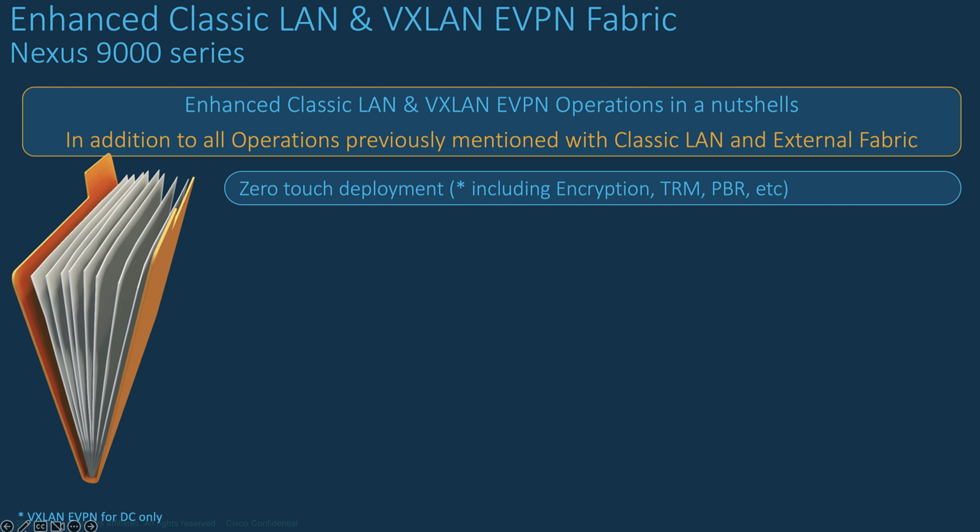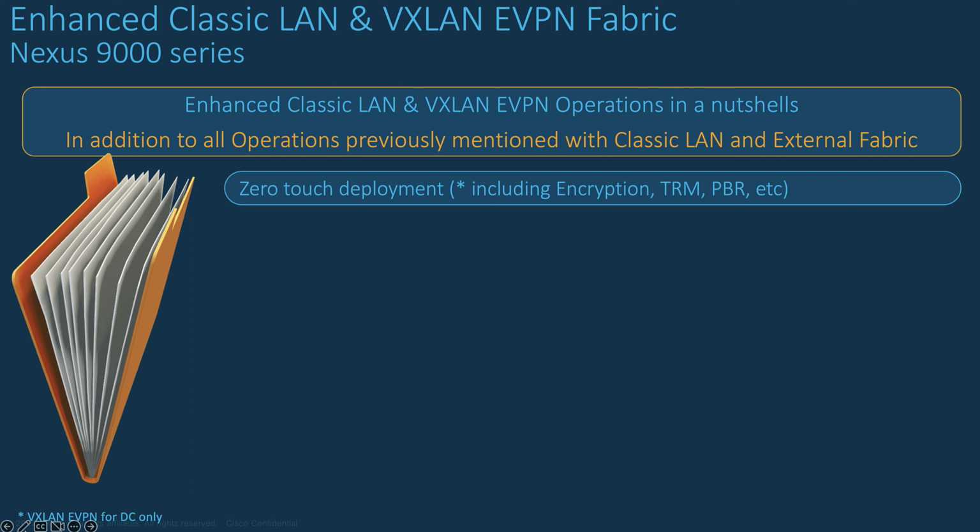In addition to all the features previously mentioned for the standard classic LAN and external fabric, NDFC has been designed since day one to automate VXLAN EVPN fabrics with zero-touch provisioning, including advanced features such as PBR, encryption, and MPLS handoff. If your applications are multicast greedy, maybe because your enterprise is a financial institution or is part of the media broadcast industry, you can optimize the multicast transport using the TRM feature, tenant routed multicast, and NDFC will automate its deployment based on best practices in one click, right?